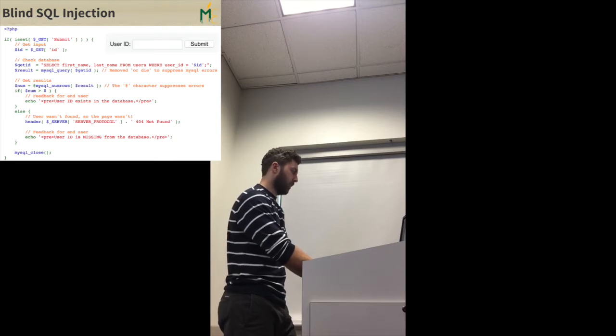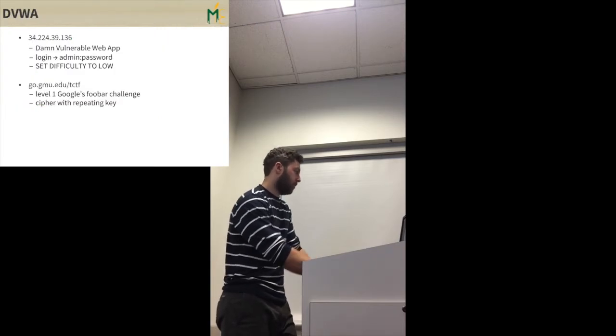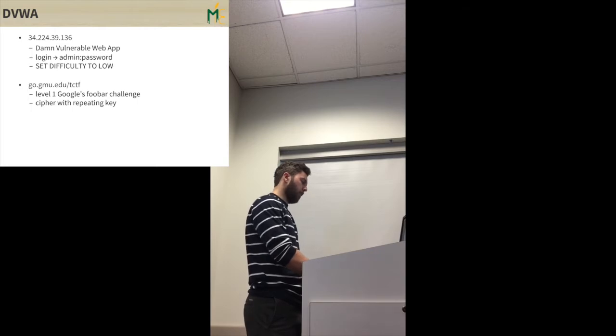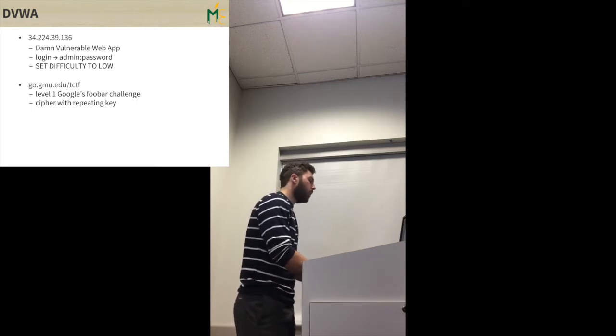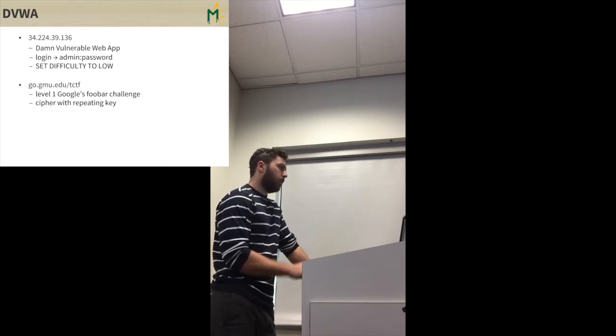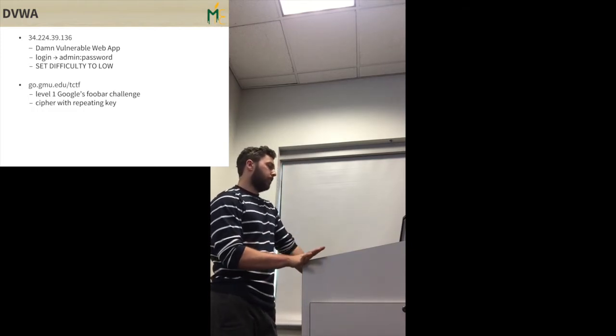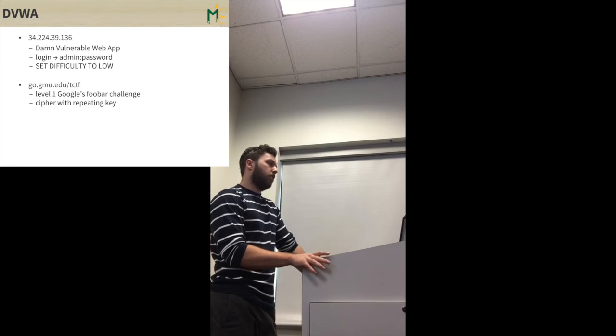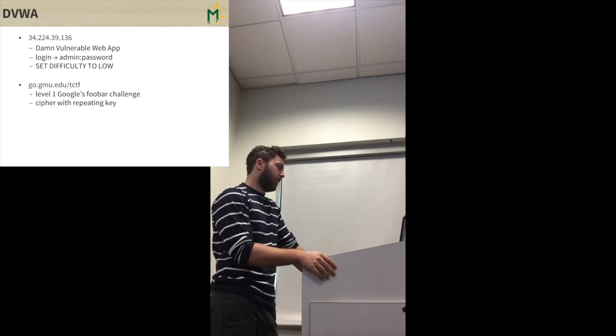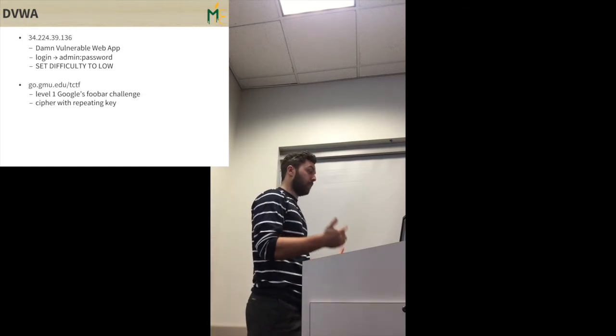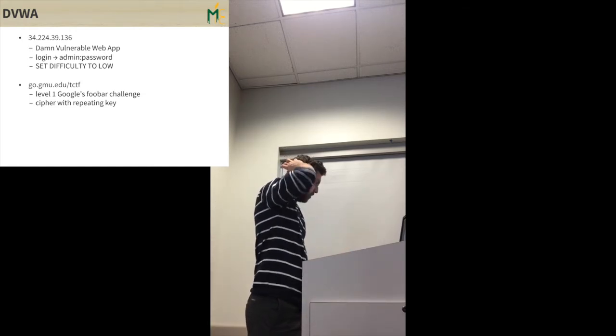Let's see if you can break in. So right now is the practical part. I put Damn Vulnerable Web App at 34.224.39.136. The login is admin and password. The really important thing to do once you log in is to set the difficulty to low. By default, it's set to impossible. If you try to do any of the challenges like that, like some people did last time, because I forgot to say that, it's going to be extremely hard, just because we didn't go over how to do it like that. So set the difficulty to low or medium, and go over the challenges.